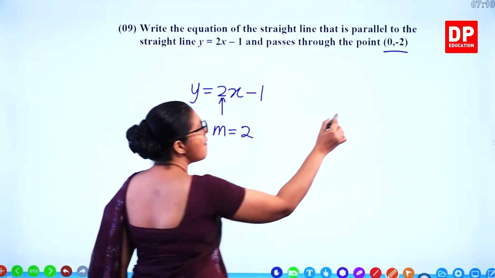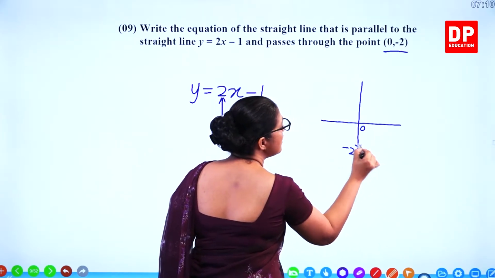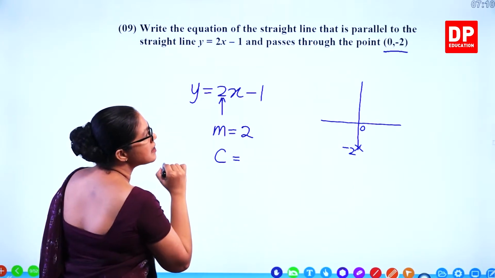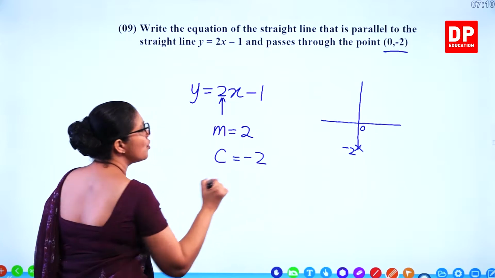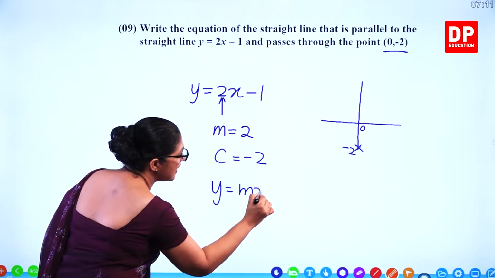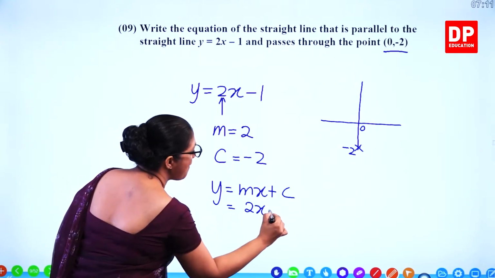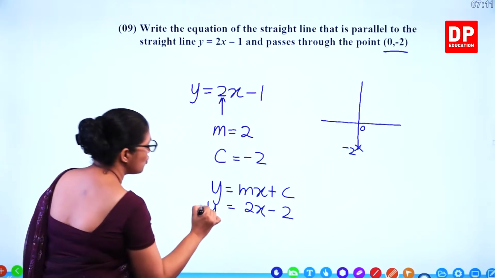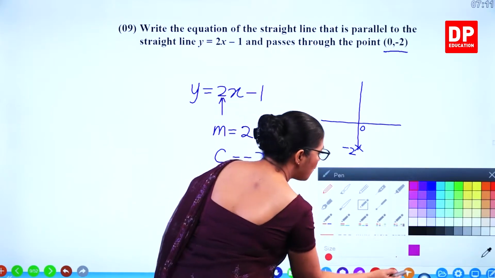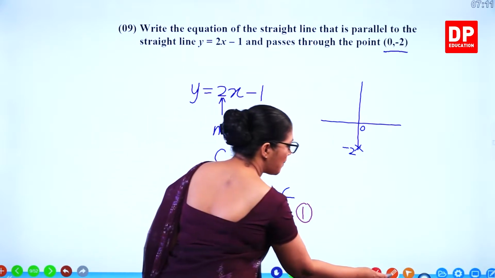So that's the y-intercept. So this is the y-intercept. So you can straight away write down that the y-intercept c is minus 2. So how do you write down the equation of the line? y equals mx plus c. m is 2. So 2x minus 2. So y equals 2x minus 2. So 2 marks, 1 for the gradient and 1 for identifying the y-intercept.